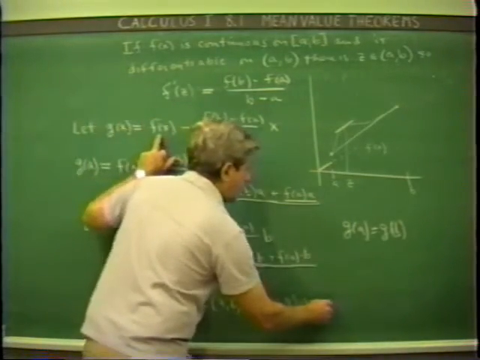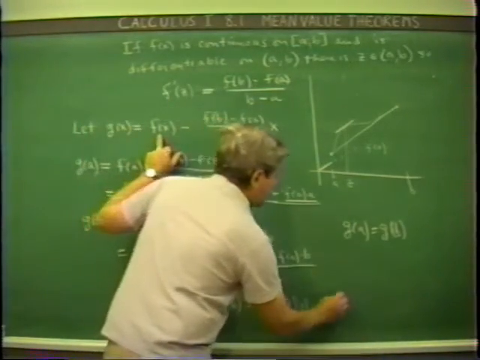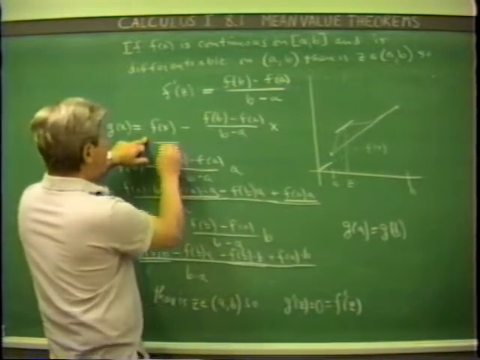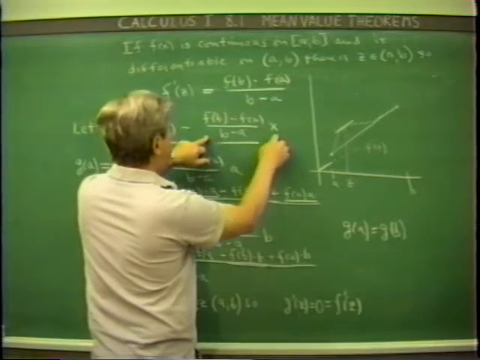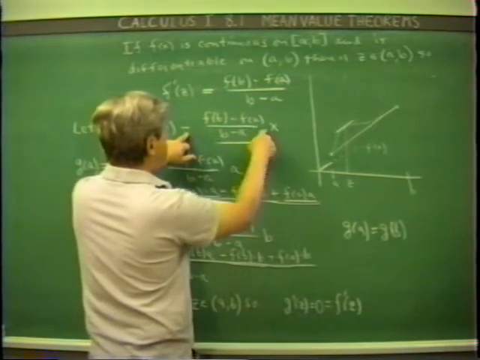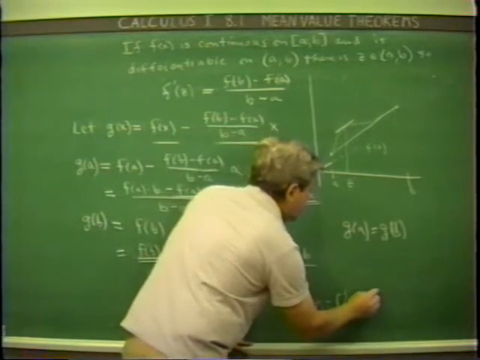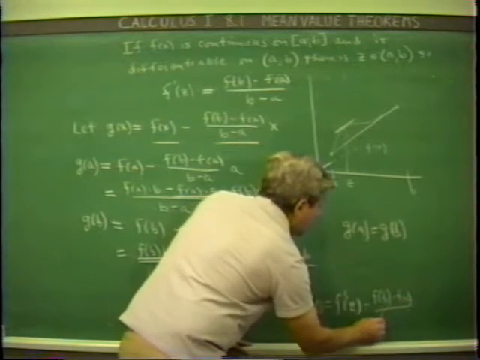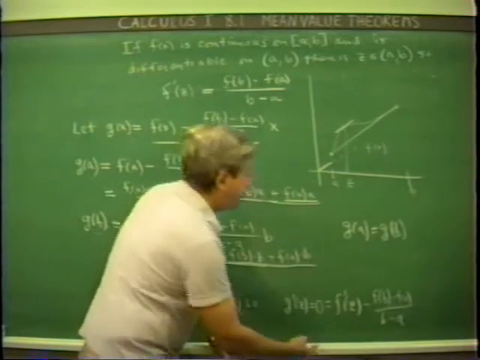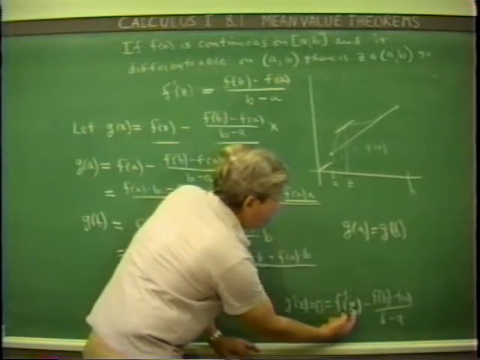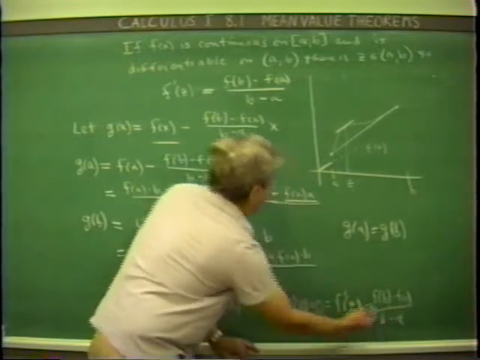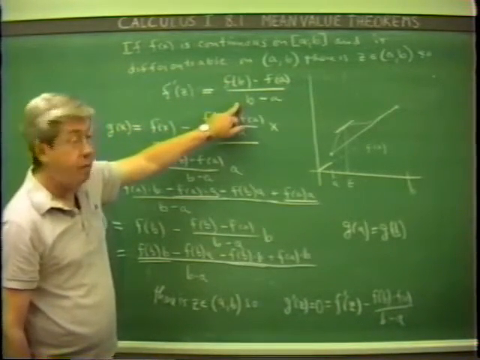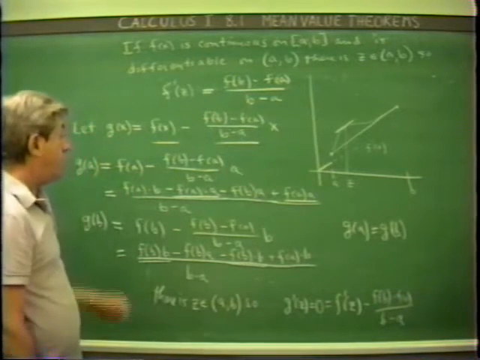But what is g prime of z? It's f prime of z, differentiating this. And now this is just a constant multiple of x, so the derivative of this is going to be the constant. So it's going to be minus f of b minus f of a over b minus a. So what do we have? We have that 0 is f prime of z minus f of b minus f of a over b minus a. So consequently, f prime of z is f of b minus f of a over b minus a.